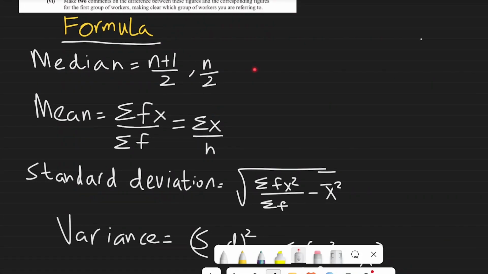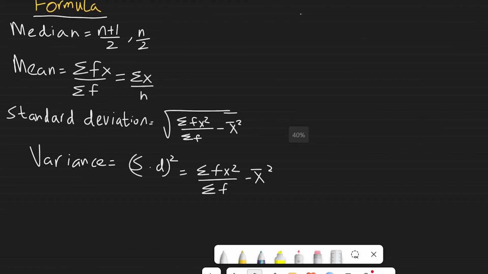So these are median, mean, standard deviation, and variance, which is simply standard deviation squared, because basically we have a square root symbol in the standard deviation, so variance removes that symbol. Okay, so here is the thing.